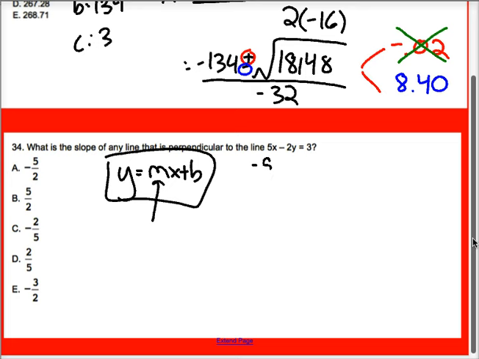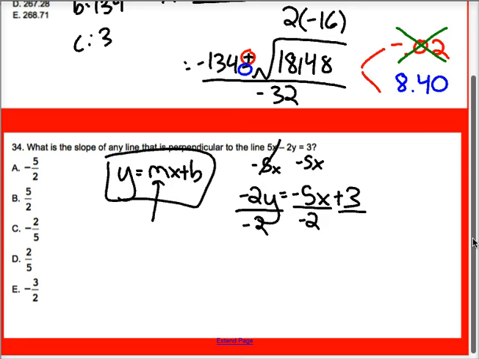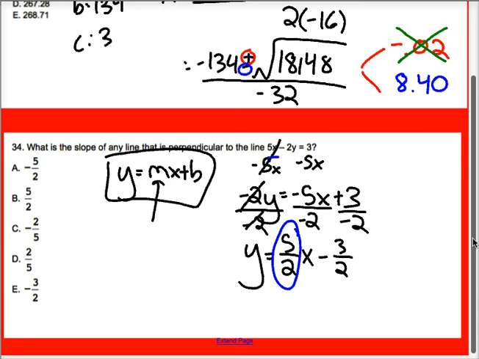So I'm going to subtract the 5x from both sides. Negative 2y equals negative 5x plus 3. I'm going to divide everything by negative 2. So y equals, negative divided by negative is positive, so I have positive 5 halves x minus 3 halves. So right now, this is the slope of my current line. I want the slope of the perpendicular line.